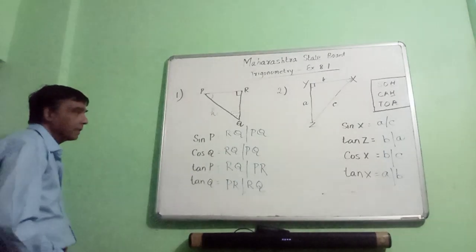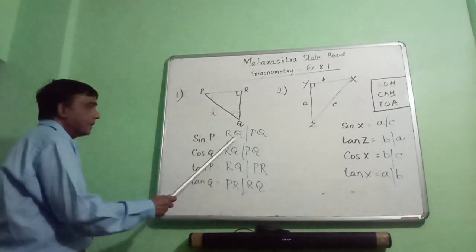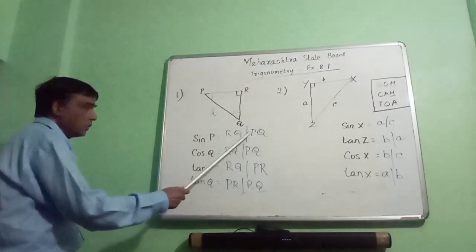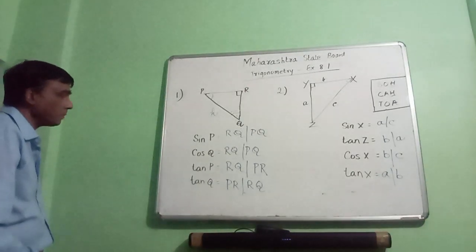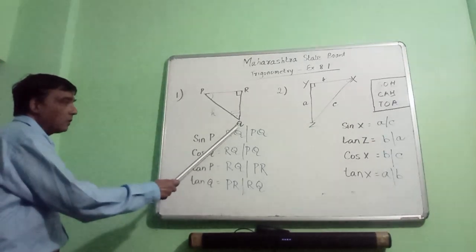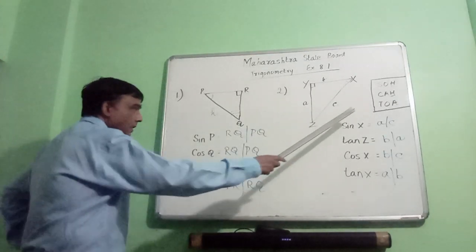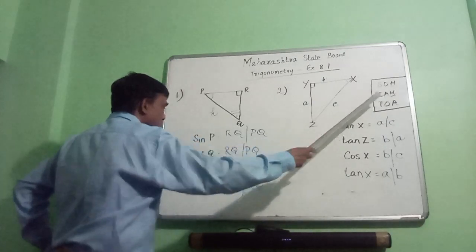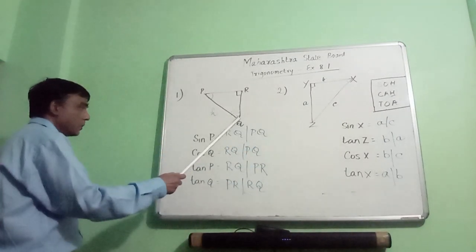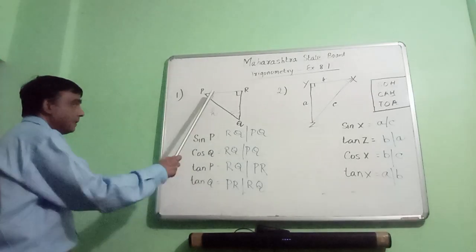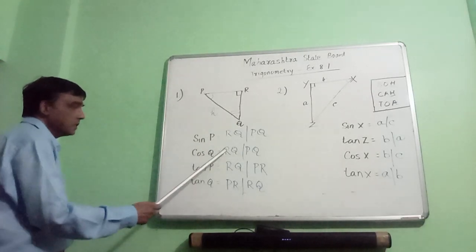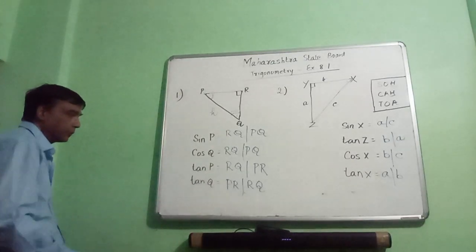If you are thinking that you can write QR upon QP also, yes, you can. Now this is cos of Q. If I am here, cos means adjacent divided by the hypotenuse. So adjacent is RQ or QR and hypotenuse is PQ. So cos Q is RQ upon PQ.